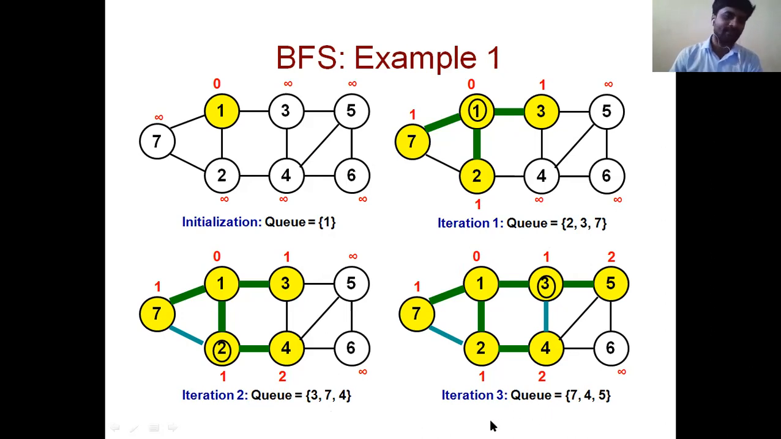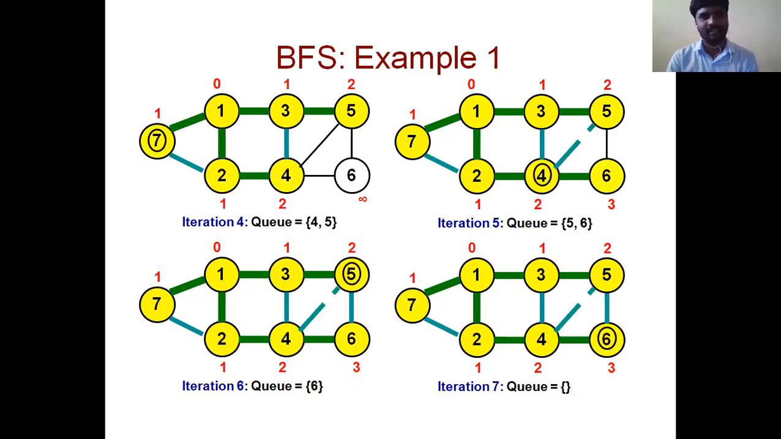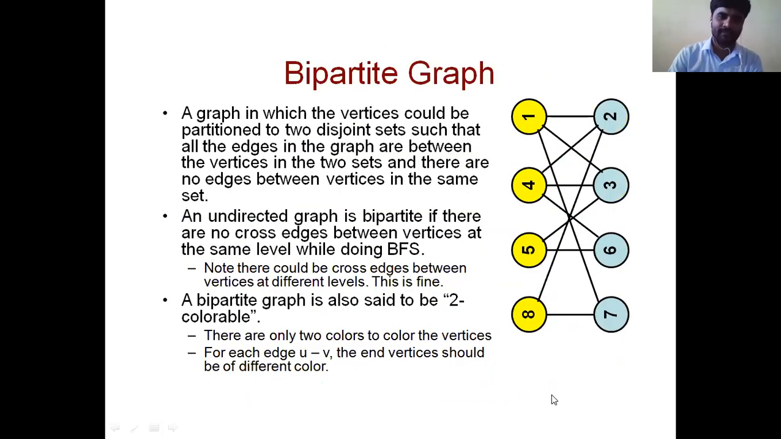Like this, we can perform the number of iterations of the breadth first search algorithm. In example 1, iteration 4, the queue shows 4 and 5. In iteration 5, the queue shows 5 and 6. In iteration 6 it shows the 6 value, and in iteration 7 it shows infinity, nothing is there.